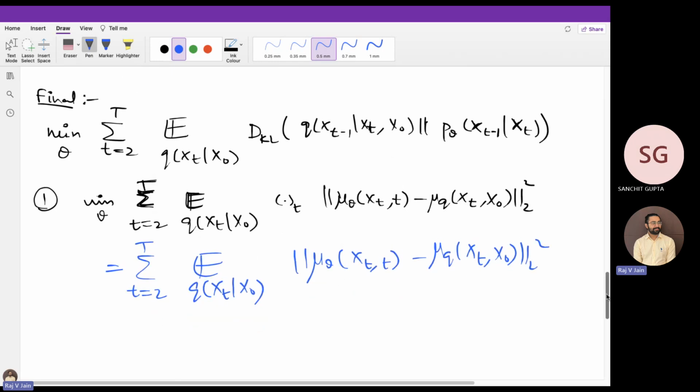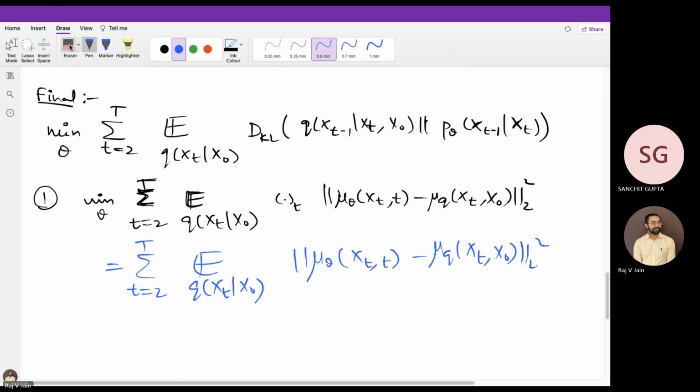Now, how would we operationalize it, by the way? We want to go to implementation. So how would we do it?